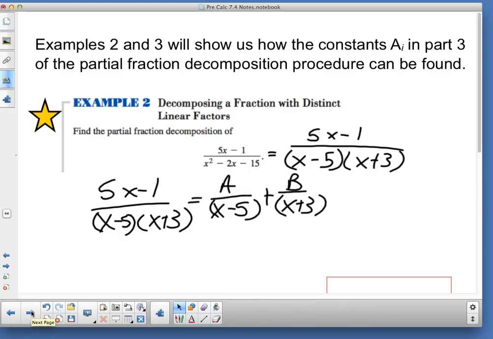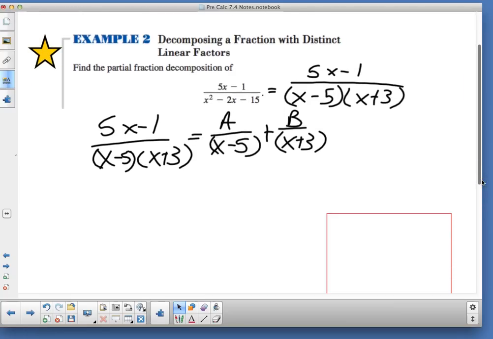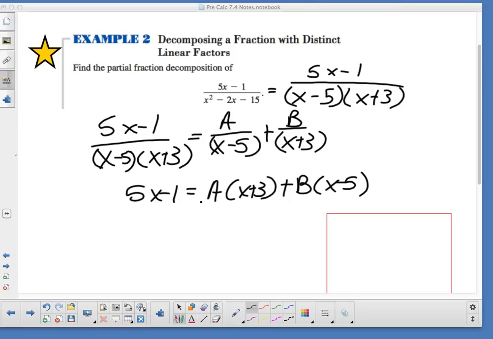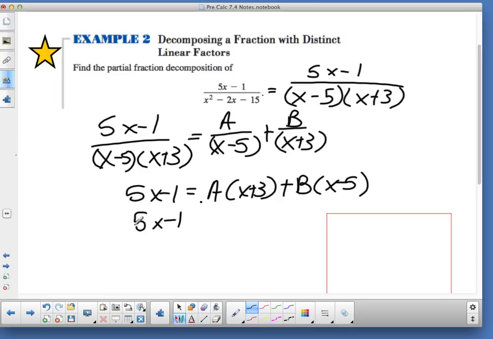Once I set this up, my next step is algebra. And my first step is to clear the fractions. So I'm going to multiply both sides by x minus 5 times x plus 3. And now after I get the clearing of the fractions done, I got to distribute the A and the B to the x plus 3 and the x minus 5. So I got 5x minus 1 equal Ax plus 3A plus Bx minus 5B.